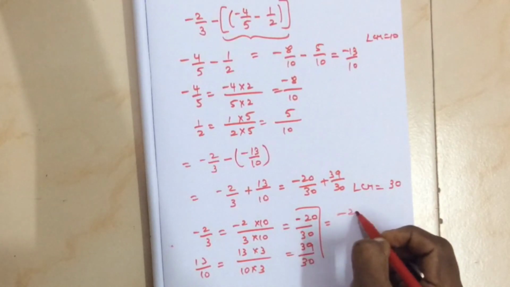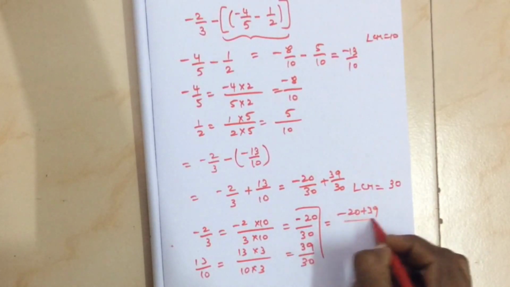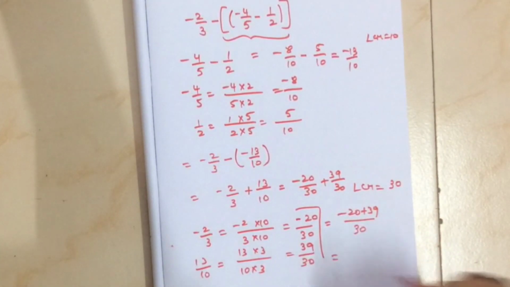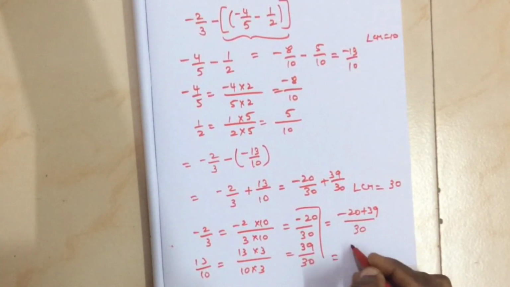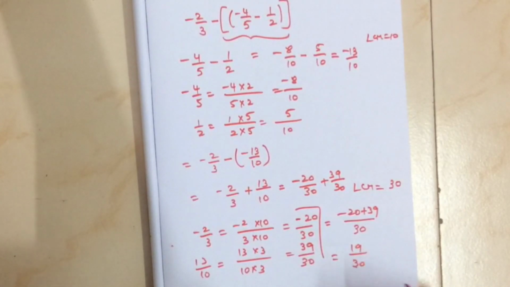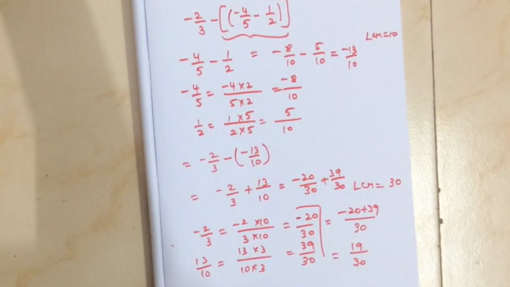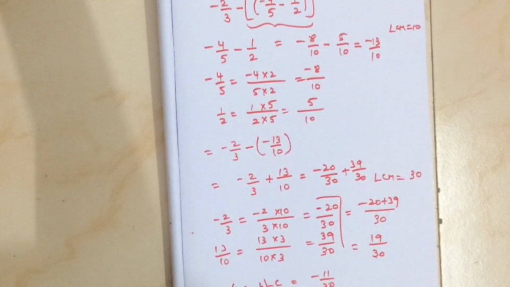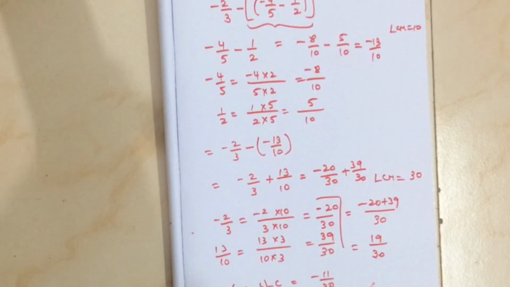So here, minus 20 plus 39 by 30. What is minus 20 plus 39? My greater number is 39, so it is 19 by 30. If you remember, if you do a minus b minus c, you will get the answer as minus 11 by 30. So now, minus 11 by 30. So what you do is a minus of b minus c, the answer is 19 by 30. So they are not equal.